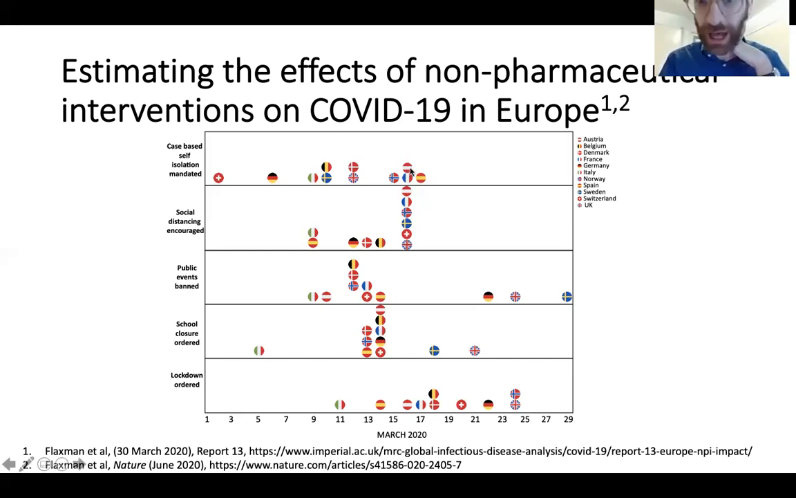Of course, it did not on its own. Social distancing encouraged, that's a pretty broad one, but that's basically work from home. Public events banned, that's something that we saw in every country. UK and Sweden were pretty late to the story with that, and that's something that you can see in the data. Schools being closed, of course, very important. And then mandatory lockdown of varying stringencies.